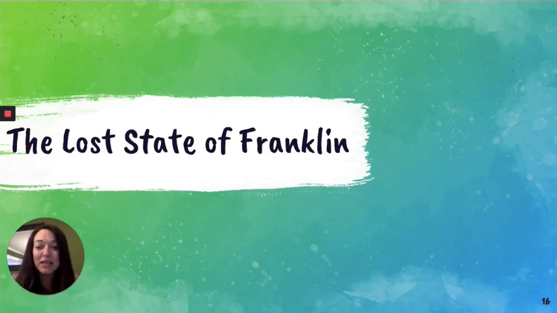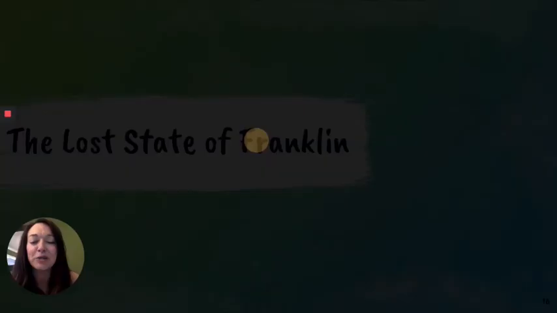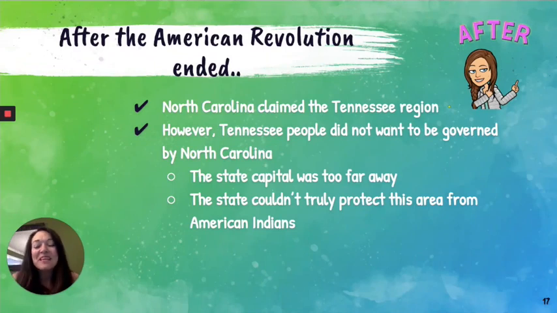This is really interesting to me because I don't think a lot of people know about the lost state of Franklin. So hopefully as we do this, you remember what your teachers taught you about this. The American Revolution is over, and North Carolina claimed the Tennessee region. However, the people that lived there really did not want to be governed by North Carolina for two main reasons, and there are others as well, but one of them was the state capital was way too far away.